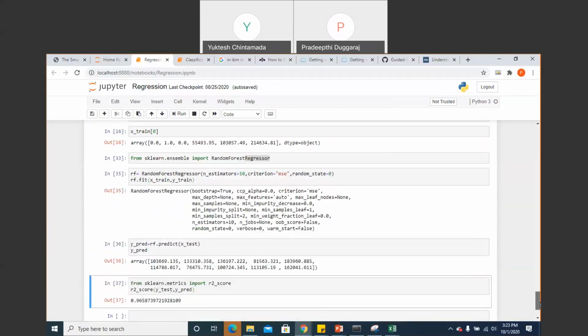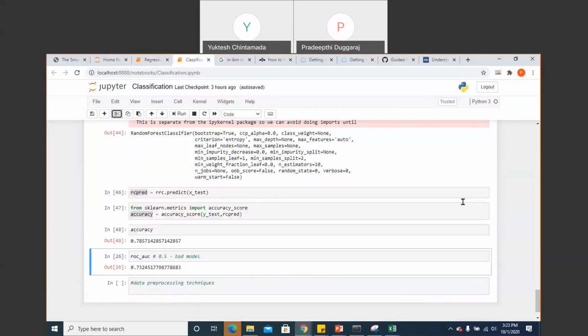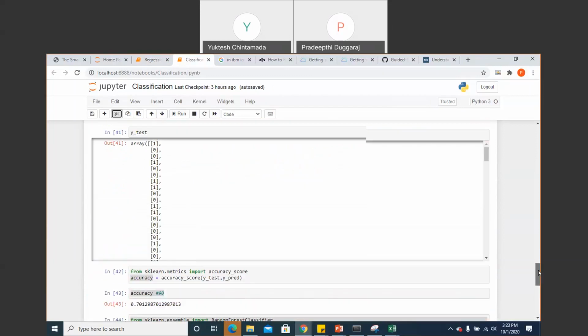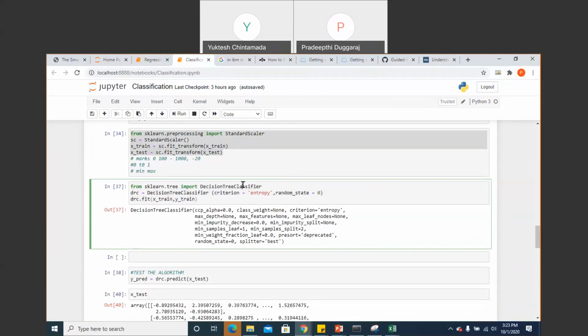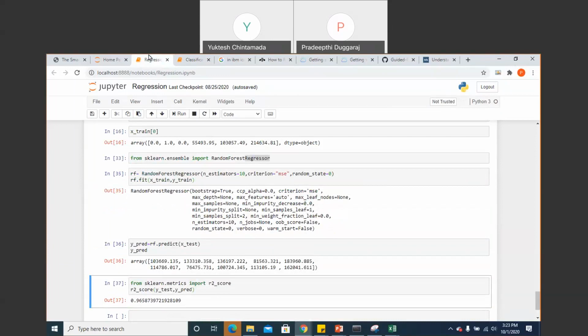So this is how you will be building a regression algorithm for random forest. If suppose you have to use decision tree, then you can use the same code which we have used for classification. We have used classification, right? But instead of classifier, you have to put regressor, and instead of entropy, you have to put MSE. So this is what it is all about: regression and classification problems of decision tree and random forest.